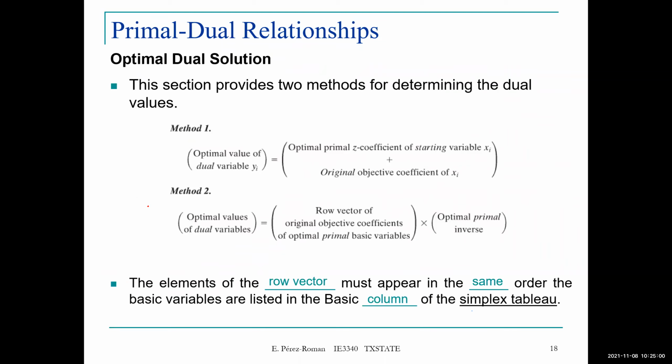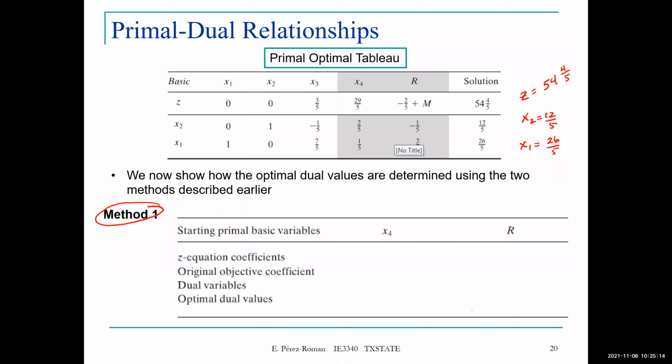Method 1 says that the optimal value of the dual variable, yi, is going to be equal to the optimal primal z coefficients of the starting variable. So those are the ones that I just highlighted, plus the original coefficient of xi. So the z equation coefficients in the optimal tableau are this and this. So this is 29/5 and -2/5 plus M.